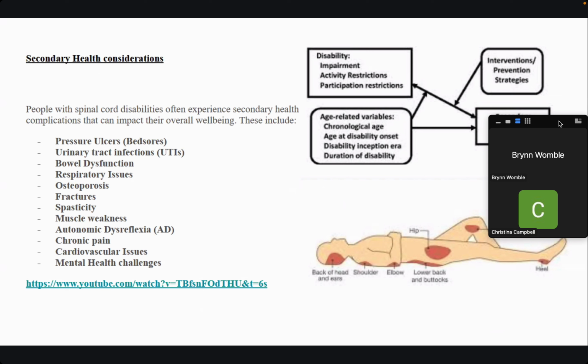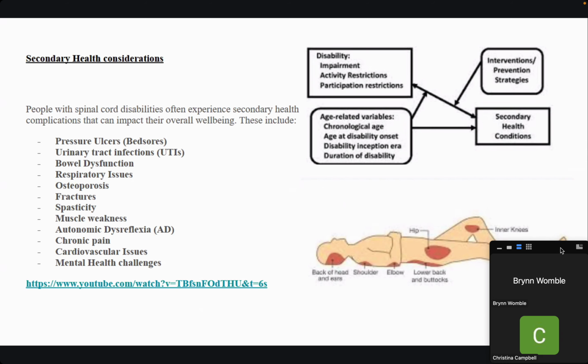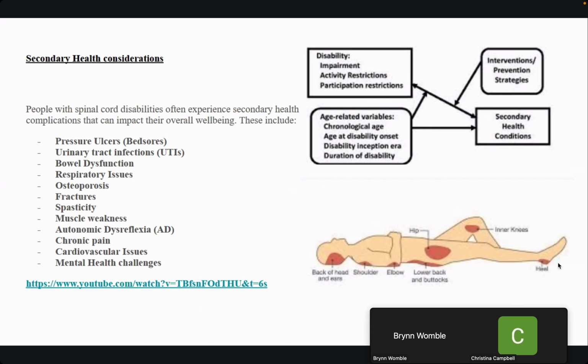Autonomic dysreflexia is a life-threatening condition where blood pressure spikes due to pain or irritation at the injury site. Chronic pain is caused by nerve or musculoskeletal pain from posture and discomfort. Cardiovascular issues may arise due to reduced physical activity, which increases the risk of blood clots, low blood pressure, and heart disease. Finally, mental health challenges like depression and anxiety are common due to lifestyle changes and physical limitations.